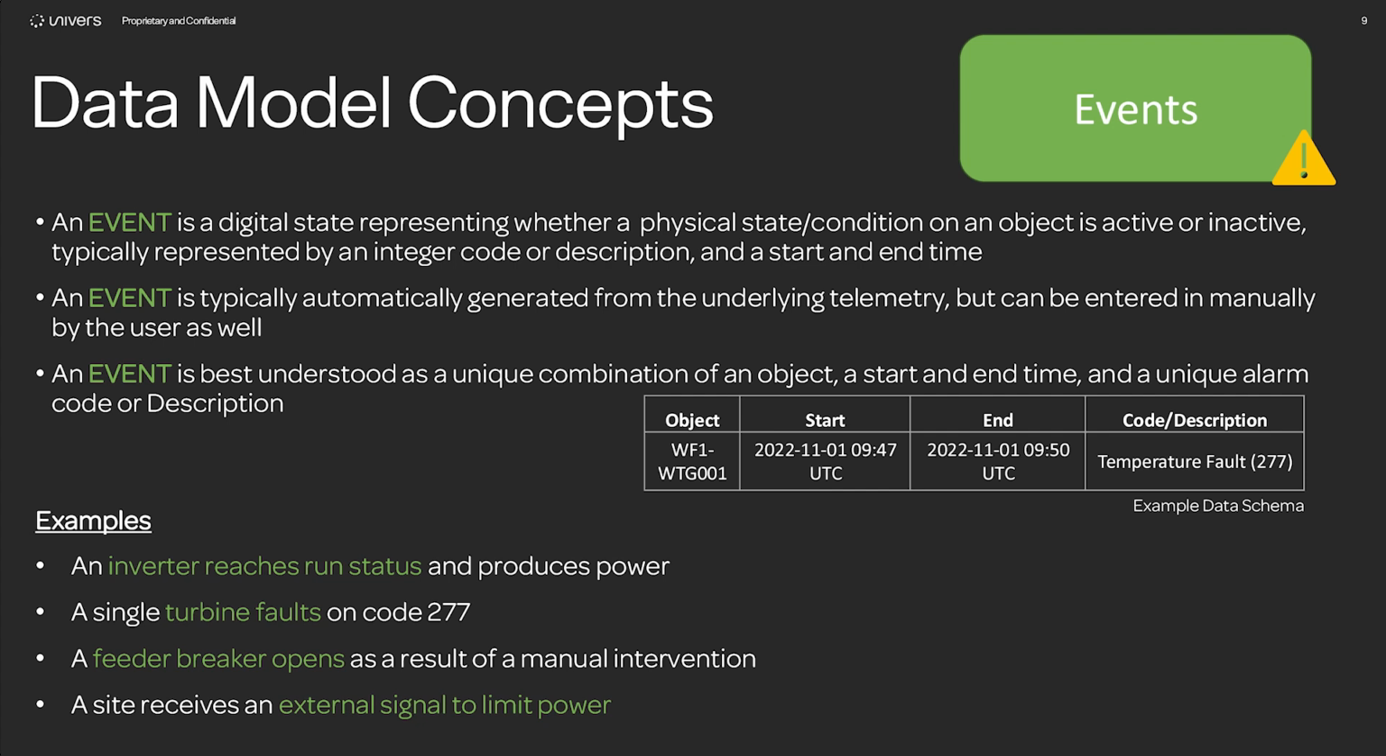It could be an inverter reaching a run status. It could be a single turbine faulting on the 277, which you see there. It could be a feeder breaker opening to shut down a string of assets or a string of turbines, or it could be a power plant controller receiving an external curtailment signal.